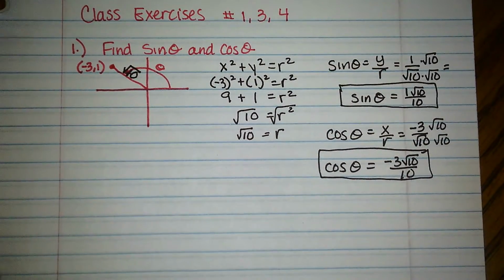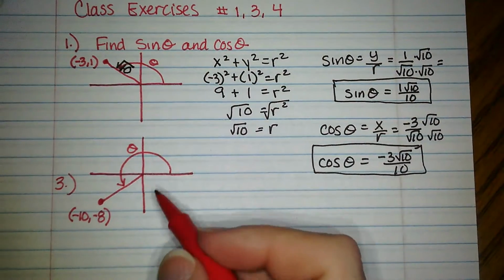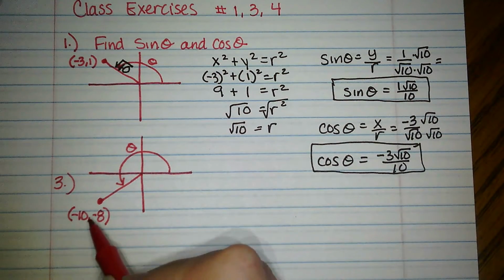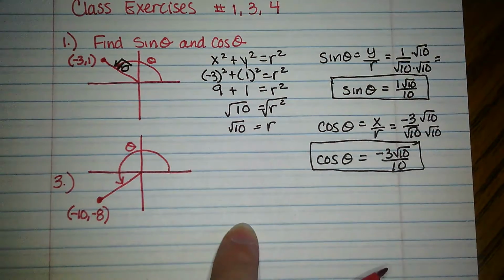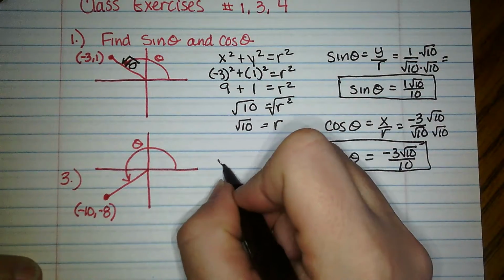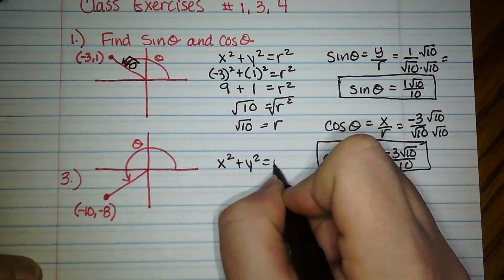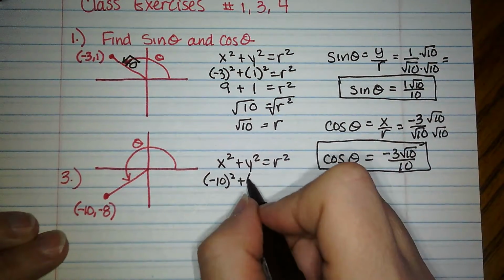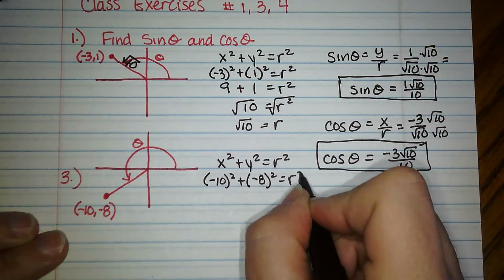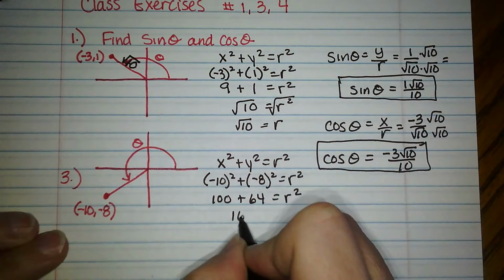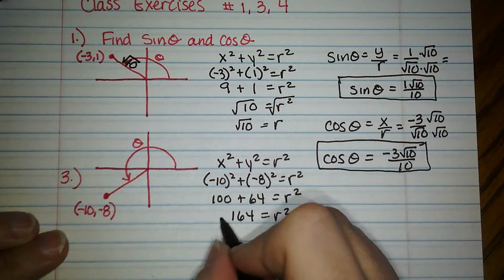The next one we're going to do is number 3. For number 3, they give you a quadrant 3 angle at -10, -8. So again, the first thing we're going to have to do is find our radius. So we're going to use the formula for our circle, x squared plus y squared equals r squared. And we're going to plug in x and y, keeping in mind that when you square them, it's going to end up being positive. So that's 100 plus 64. We're going to square root that.